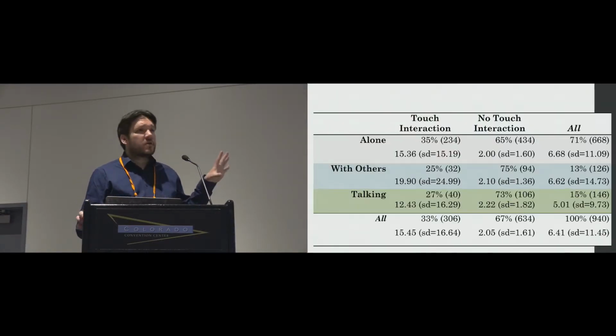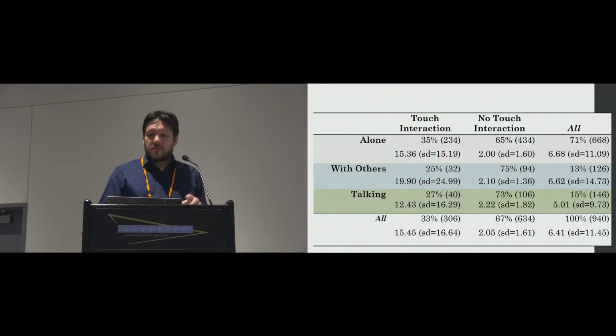So luckily we've got one of the bigger screens here, so maybe you can read that. But I'll just go through this table and what we drew out from it to begin with. The top line of each row is the percentage of instances of use in that category and the number of them in brackets. The bottom line of each row is the mean seconds of use for this category with the standard deviation in brackets.